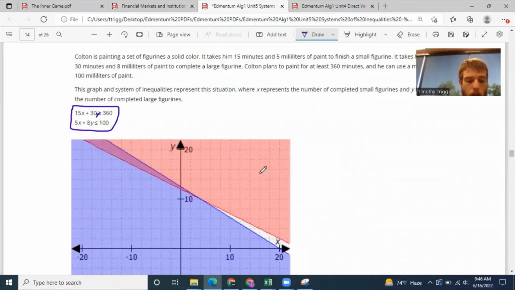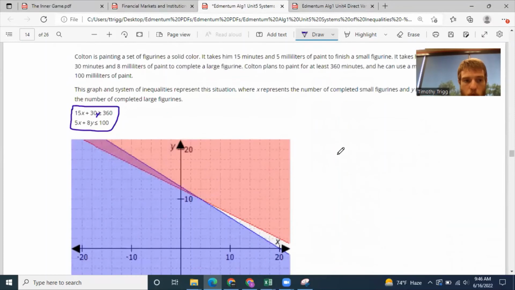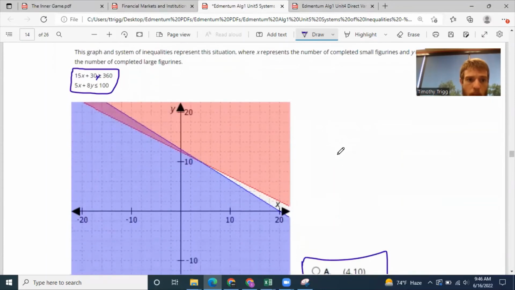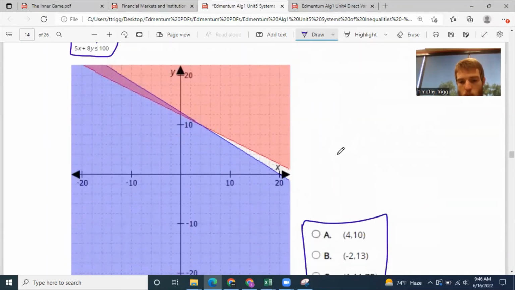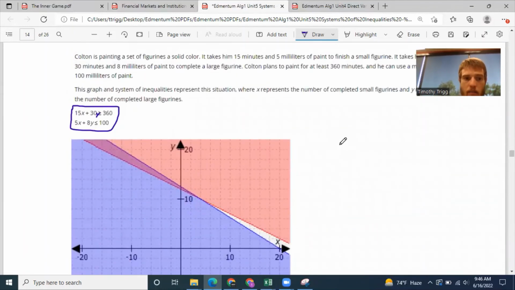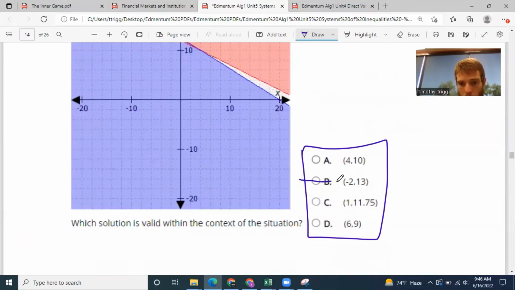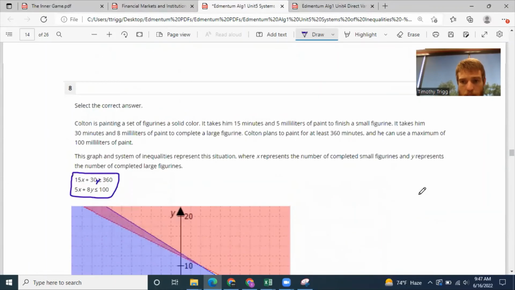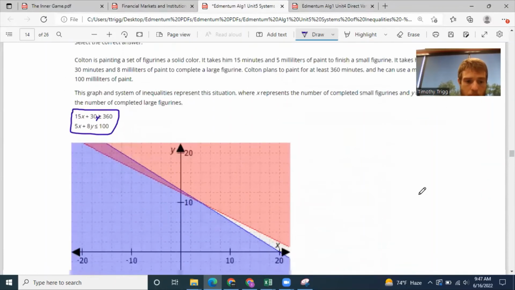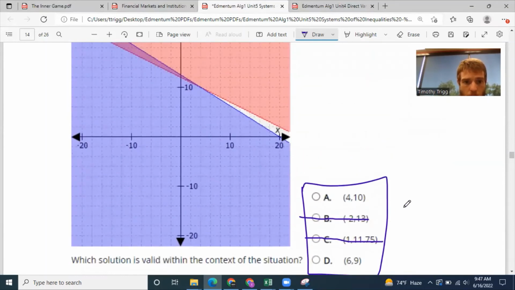So which of these points is a feasible solution? Well, one thing to keep in mind is that in this situation, we can't do a negative number of figurines. It doesn't make sense for us to graph a negative number of figurines. So we can automatically cross off this as a possible solution. Also, we probably don't want to do decimals in this case. So we could probably cancel out this as a solution.